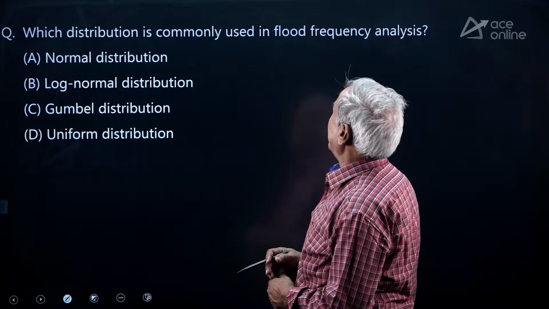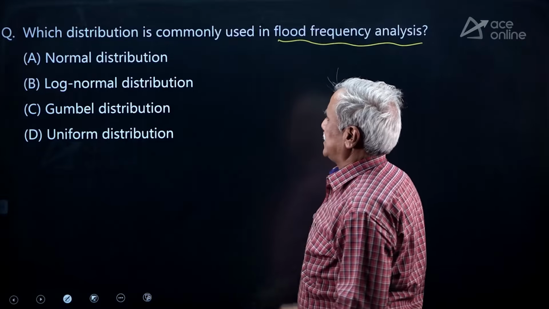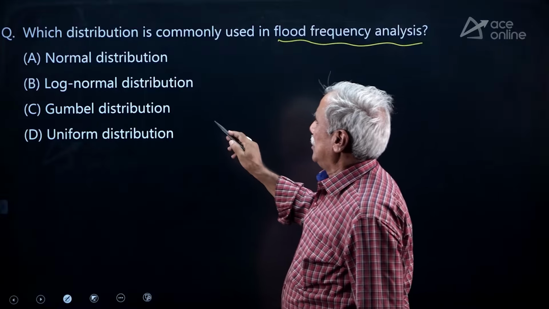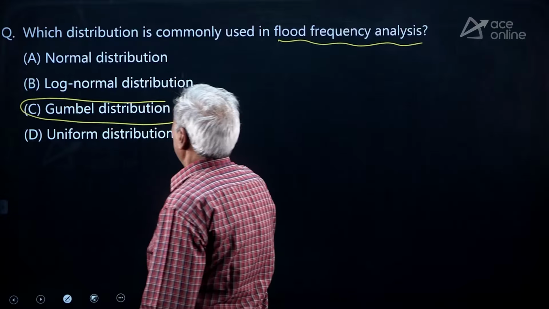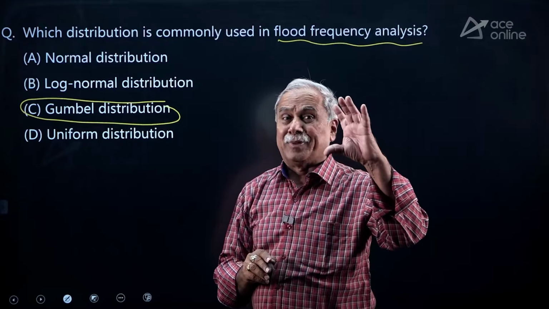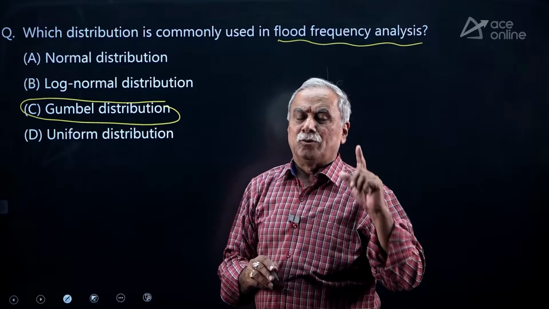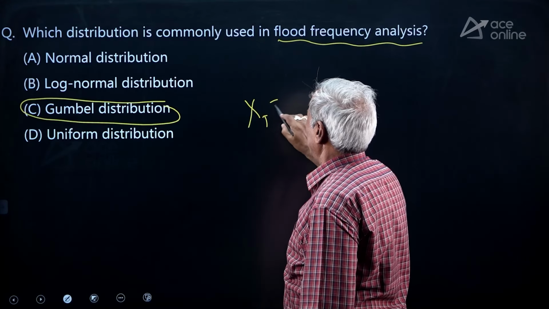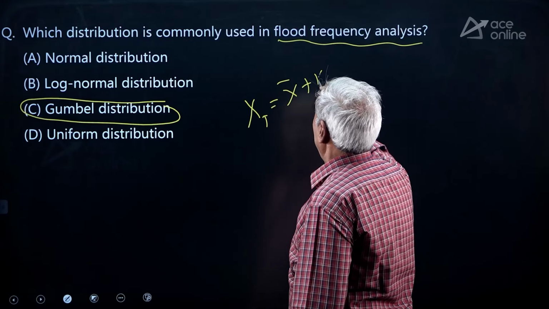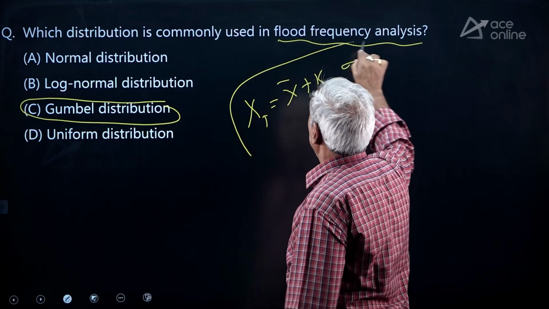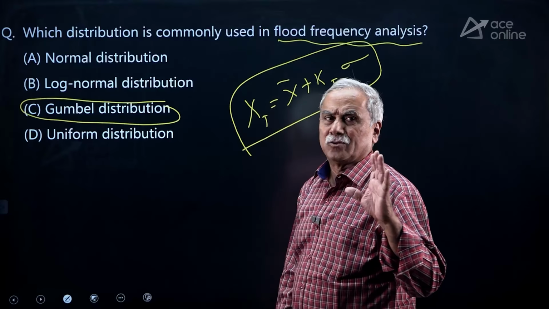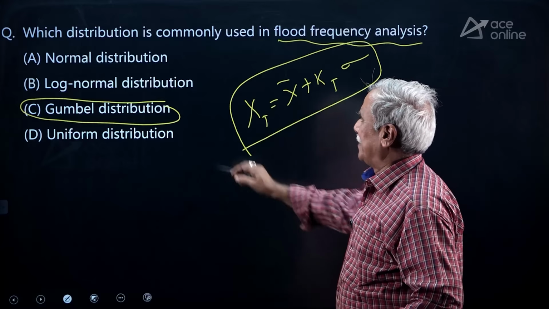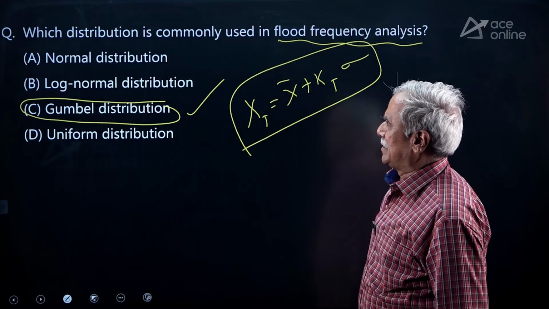Which distribution is commonly used in flood frequency analysis? Even though log normal distribution and Gumbel distribution are used more commonly, because we want to study the flood with a given return period, that's why we use only Gumbel's analysis. We know pretty well xT is equal to x bar plus KT into sigma. This formula is the basic formula known as Gumbel's formula to study the flood frequency analysis. Dear friends, C is the right option for this question.